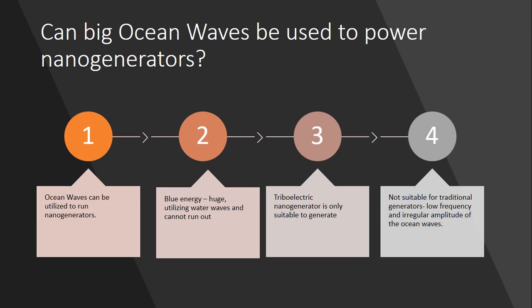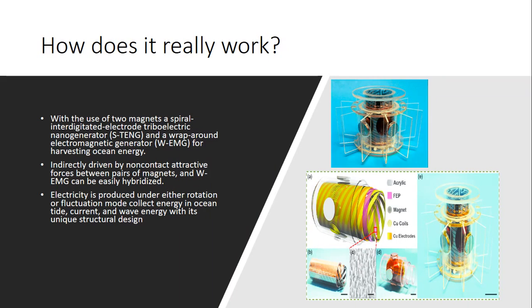But this blue energy cannot be utilized with a traditional power generator due to its low frequency and irregular amplitude. But we can harvest it by the use of two magnets, a spiral interdigitated electrode triboelectric nanogenerator and a wrapped around electromagnetic generator. So this nano generator is indirectly driven by the non-contact attractive forces between pairs of magnets, and the wrapped around magnet can be easily hybridized.